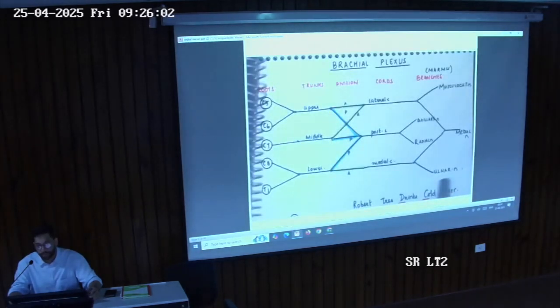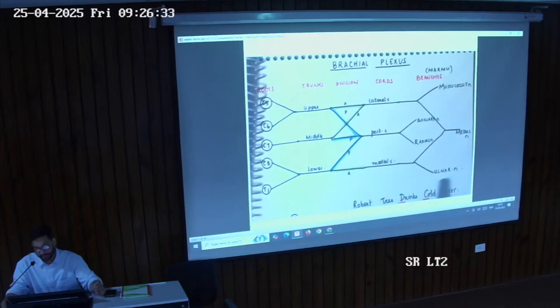So, how do we remember the brachial plexus? The brachial plexus is divided into roots, trunks, divisions, cords and branches. Under roots, we have C5, C6, C7, C8 and T1, in which C5, C6 join to form the upper trunk, C7 forms the middle trunk, and C8 and T1 form the lower trunk.